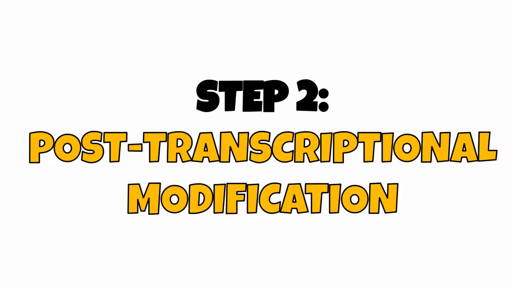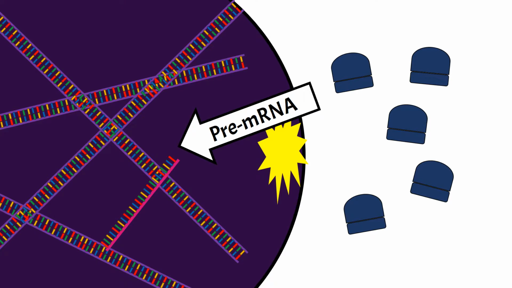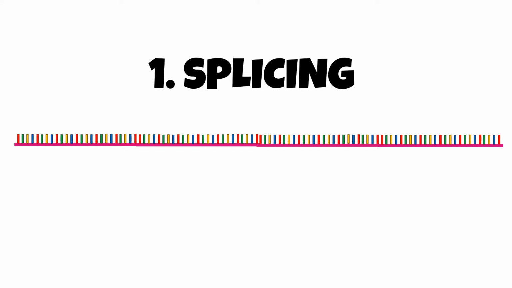This strand of RNA might look ready to leave the nucleus, but it's not quite there yet. This is only pre-mRNA, or precursor mRNA, and there are a few things we need to change first before we can move on to translation. The first is a process called splicing.